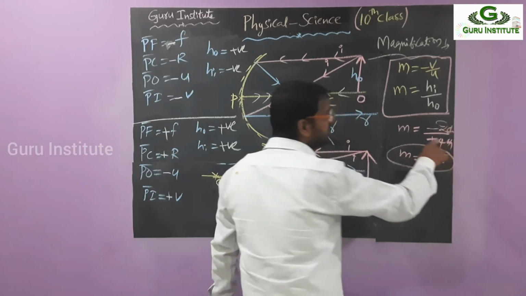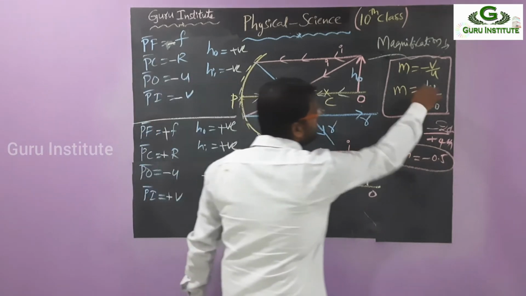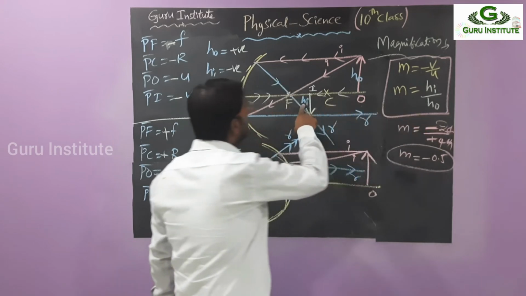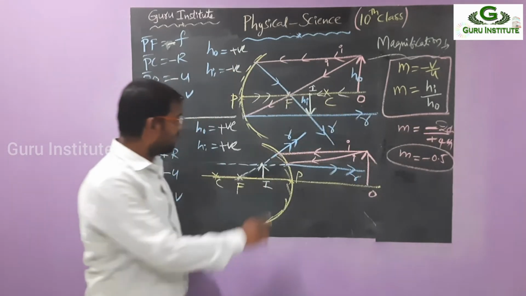So you no need to think about the number, just see the sign. So h_i by h_o. Here h_i is negative and h_o is positive, so minus. Okay, right. Next, coming to this one.